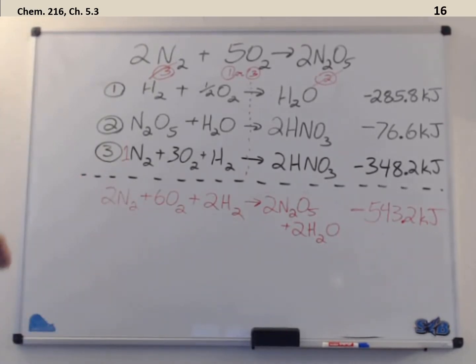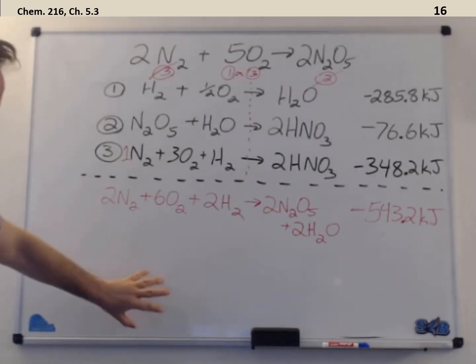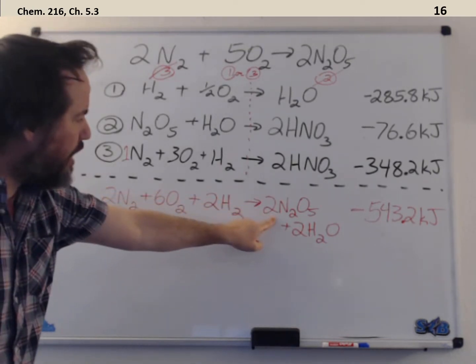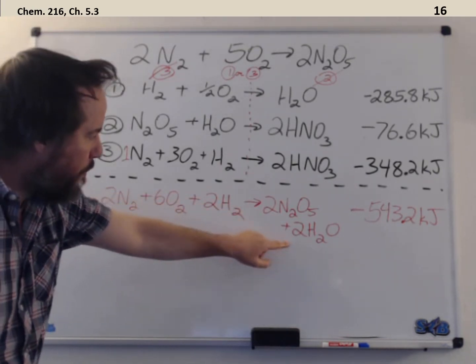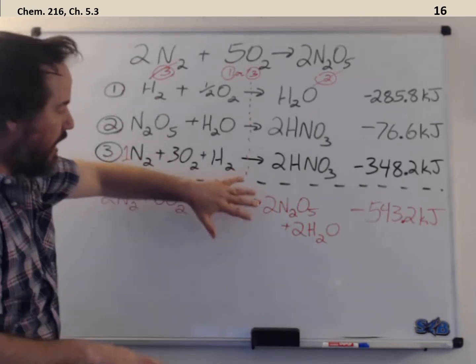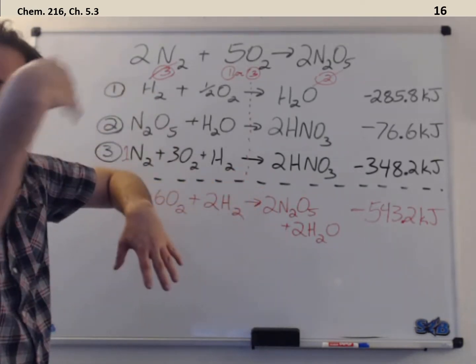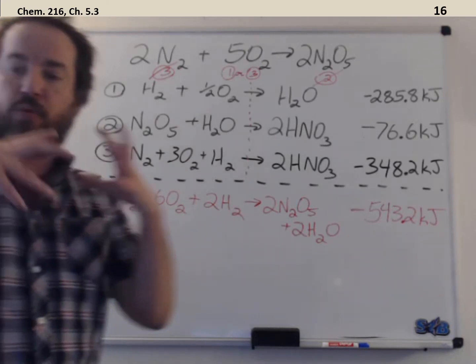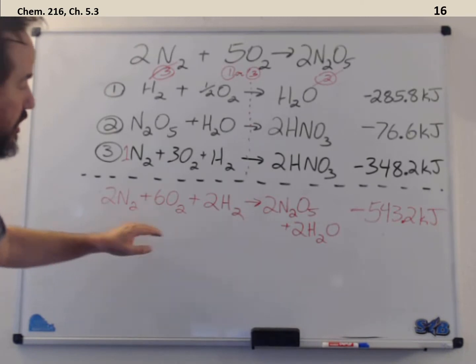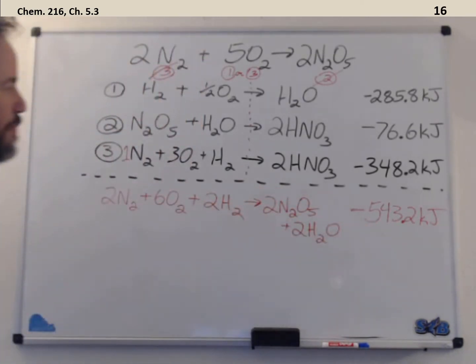All right, and so we're back. I just moved what was down here up to here. Notice I put 2N2O5 plus 2H2O on a separate line just because it was getting too long. That's fine, it's still a product. I just put it on another line. That sometimes happens when we get these really long reactions. And that had that as my delta H.